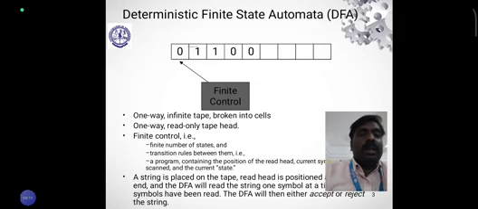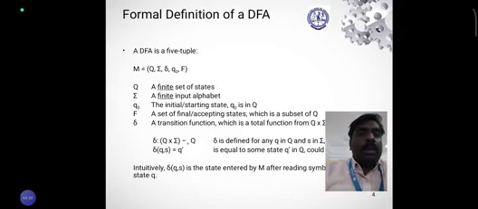A deterministic finite automata moves with a single transition. From one state, the input will move to another state. It will not point to two or more states; it will point to only a single state. That is said to be a deterministic finite automata. So this is the formal definition of a DFA. It consists of 5 tuples, represented as M = (Q, Σ, δ, Q0, F).